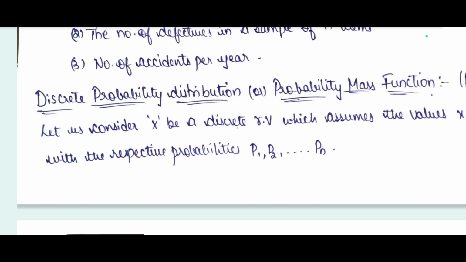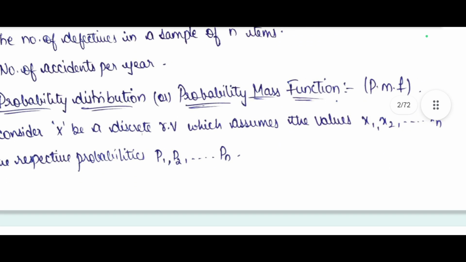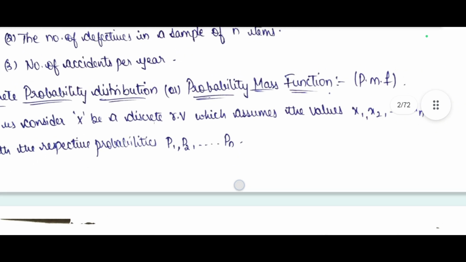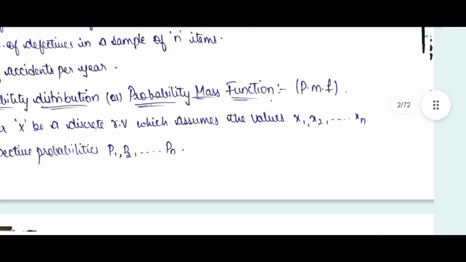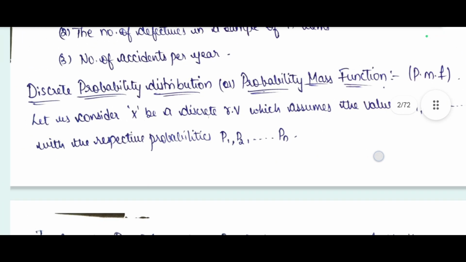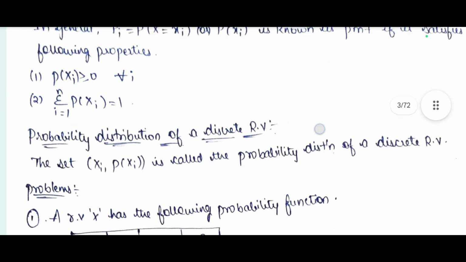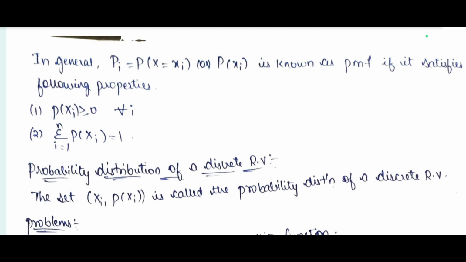Discrete probability distribution function, or we can say the probability mass function. Let us consider x be a discrete random variable which assumes the values x1, x2 and so on up to xn with the respective probabilities p1, p2 and so on up to pn. In general, p of x is said to be the probability mass function if it satisfies the following conditions. First, p of xi is always greater than or equal to 0 for all i values. Second, the summation with i running from 1 to n of p of xi should equal 1.